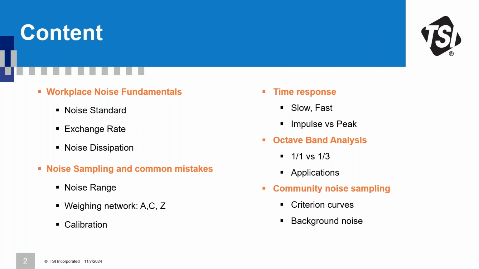Now, today we're going to cover workplace noise fundamentals, noise standard, exchange rate, and noise dissipation. We'll also go over noise sampling and common mistakes, how to select your noise range, and how to, depending on the application, change the instrument range. The weighting network that most of you are familiar with, if not all of you, but we'll look at how that affects the measurements and the results that you get when you take noise sampling. Calibration is another one. We'll also look at time responses, octave band, and like I said, community noise sampling.